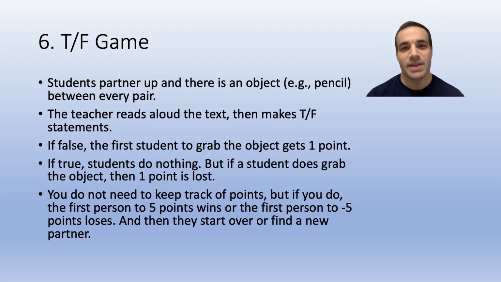This is like the previous method of Q&A, but only with questions about the text, and turned into a game. Here are the rules. Students partner up, and there's an object like a pencil between every pair. The teacher reads aloud the text, then after, makes true-false statements. If false, the first student to grab the object gets a point. If it's true, students should do nothing. But if a student does grab the object when it's true, then they lose a point.